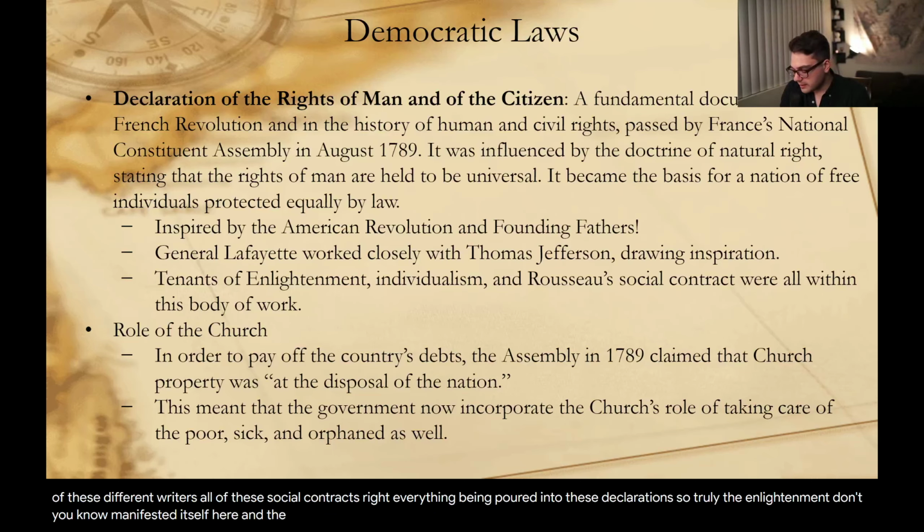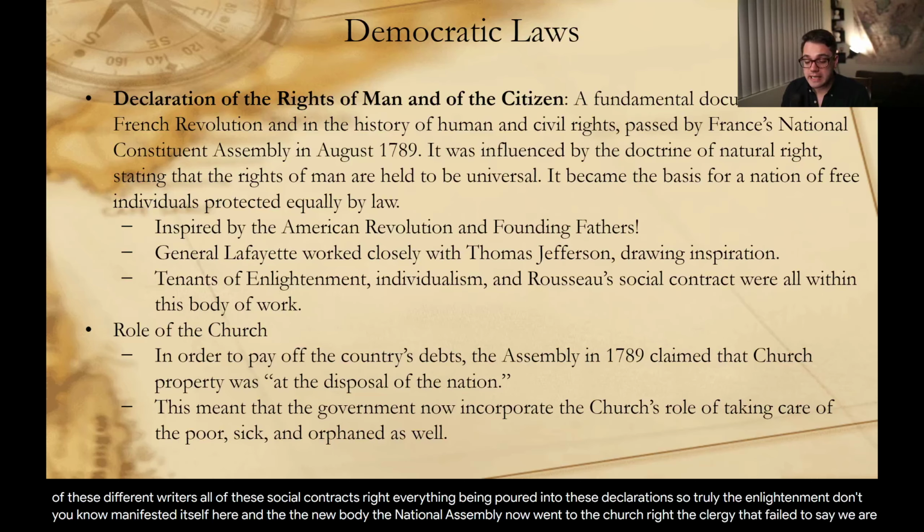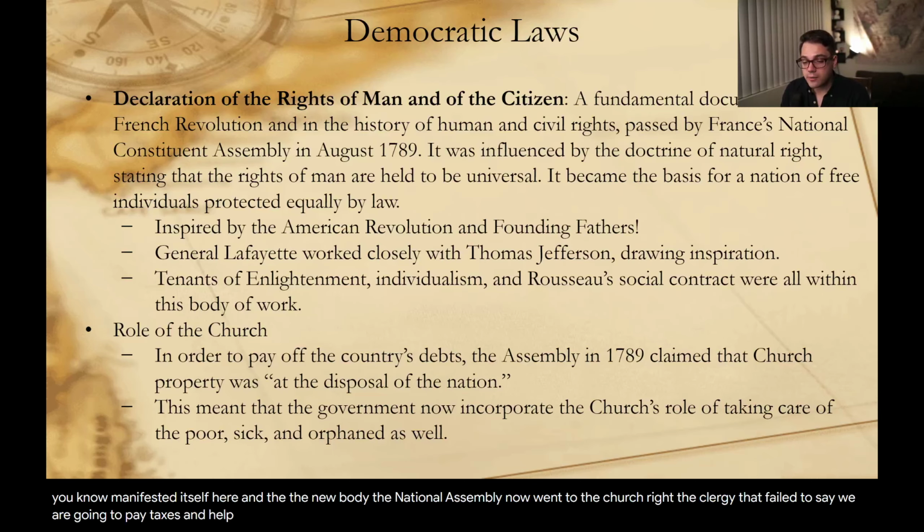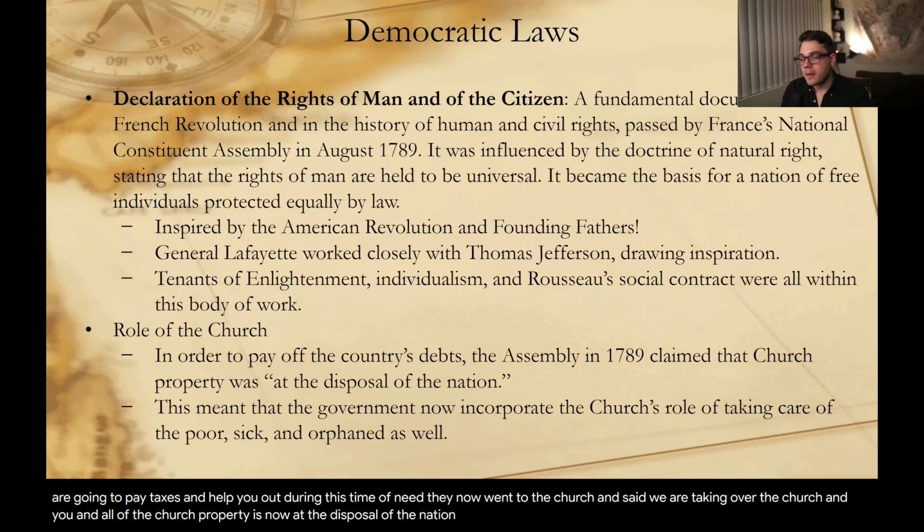And the new body, the National Assembly, now went to the church, right? The clergy that failed to say we are going to pay taxes and help you out during this time of need. They now went to the church and said, we are taking over the church, and all of the church property is now at the disposal of the nation, which is an enormous sum of money, right?